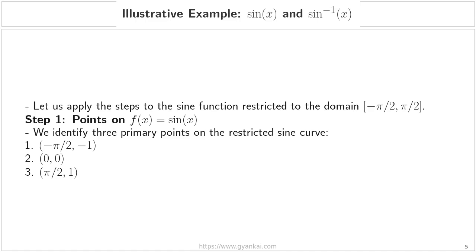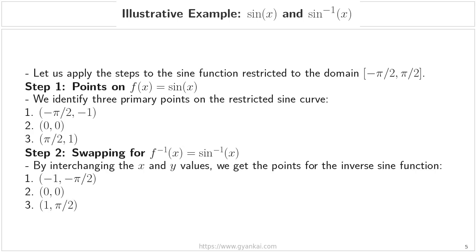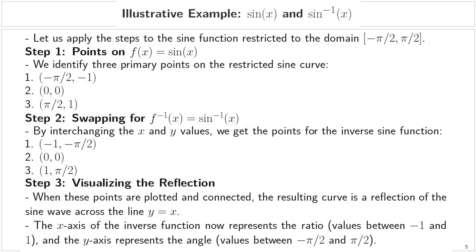Identifying points on the original function, f(x) = sin x, within our restricted domain, we can identify 3 primary points that define the shape of the curve: (-π/2, -1), (0, 0), and (π/2, 1). Moving to step 2, we apply the coordinate rule we discussed in the previous slides to find the points for the inverse function, f⁻¹(x) = sin⁻¹ x. By simply interchanging the x and y values of our previous points, we get (-1, -π/2), (0, 0), and (1, π/2). Finally, in step 3, we visualize the reflection.